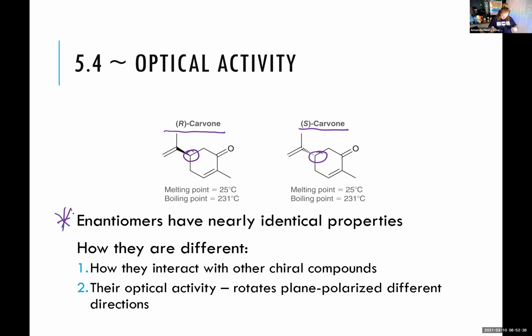Notice underneath them that we have a melting point listed, we have a boiling point listed, and they're identical. Enantiomers have almost identical properties, which can be challenging because it means that it can be difficult to separate them. But they do have a couple things that make them unique from each other. And this first one is really important in pharmacology. So how they interact with other compounds.